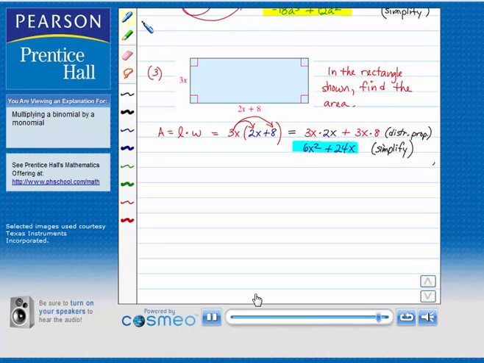Well, that should give you the help that you need for multiplying a monomial times a binomial. And I urge you to work carefully and work well, and don't forget to distribute.